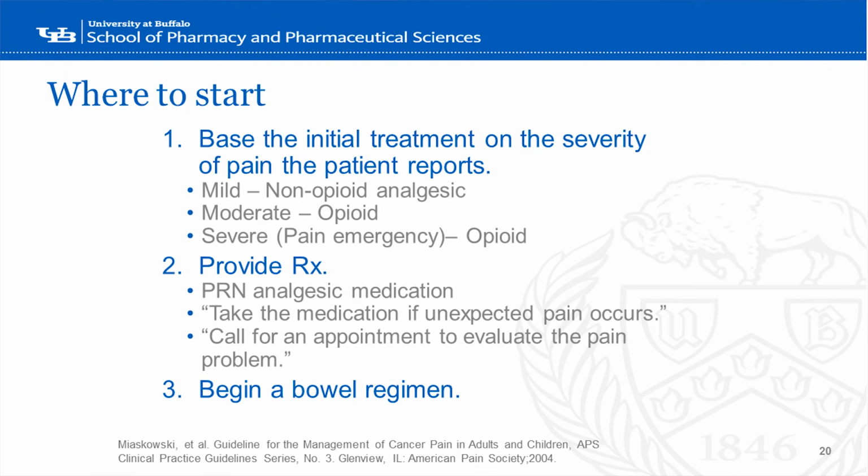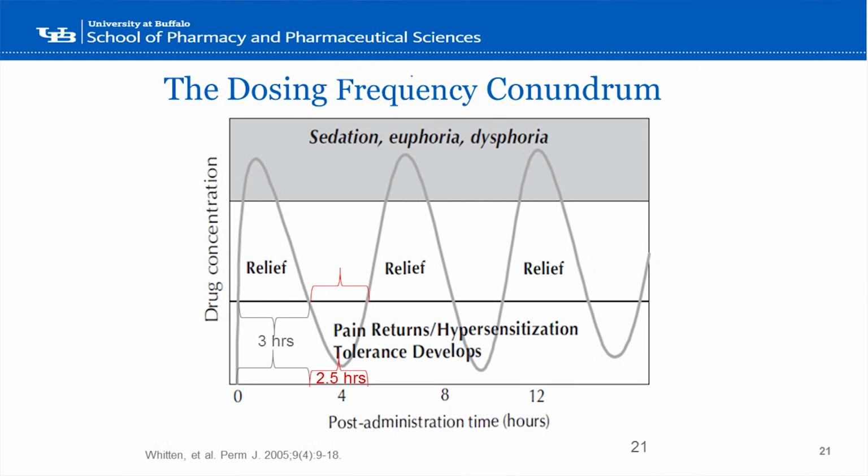It's important that they know that they can take that medication whenever pain expresses itself. And the last part of this is call for an appointment to evaluate the pain problem. In our hospice situation, we reach out to them, and we don't allow this to go on too long because we want to evaluate how effective this regimen is, as well as make sure that we move to some of the next steps. And we should never forget when starting opioid therapy that a bowel regimen should be started as well.